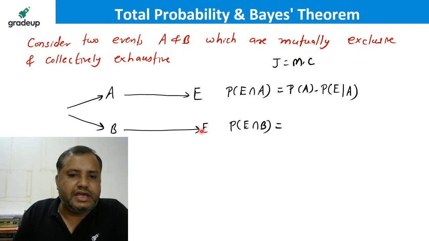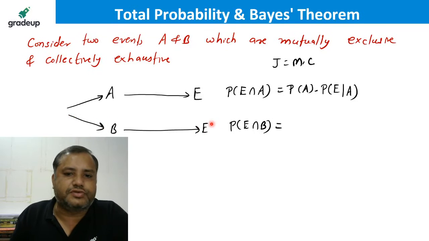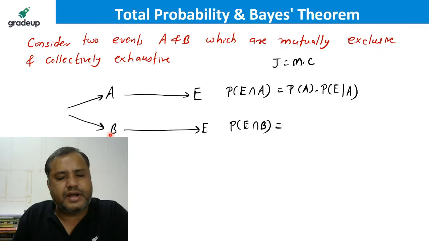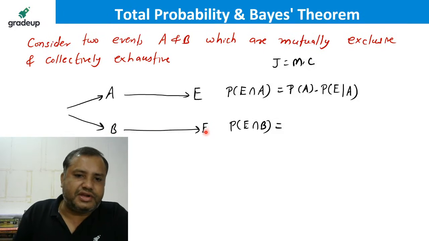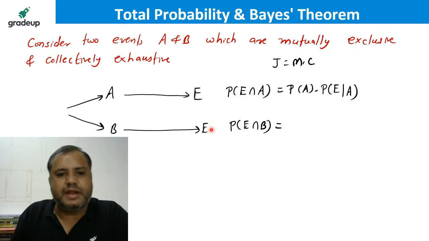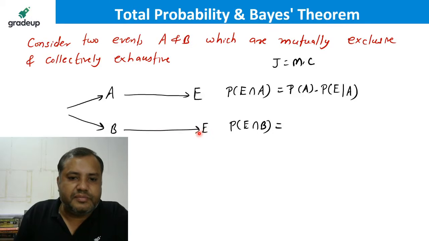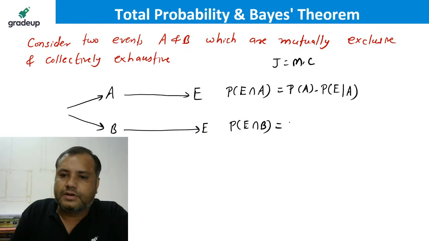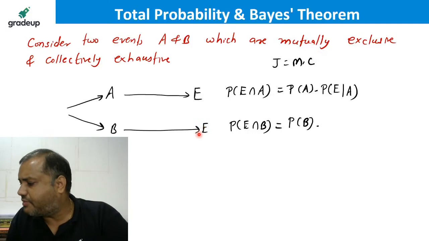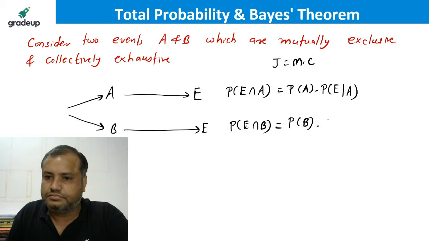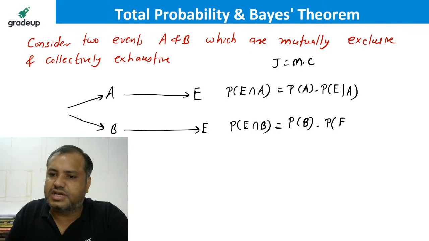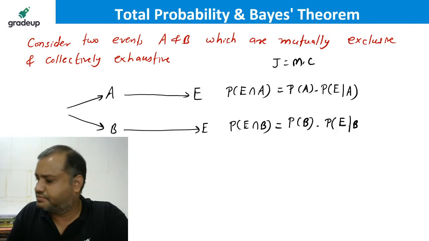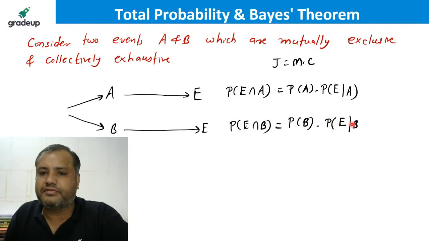If the event E is occurring with the help of B, that is the lower path execution, then E and B are mutually dependent. But in reality, B does not depend on E, but E depends on B. E depends on the help of B, but B does not depend on E. So B is independent. So for the independent event, you write the marginal probability, P of B, and for E, you write the conditional probability of E given B.